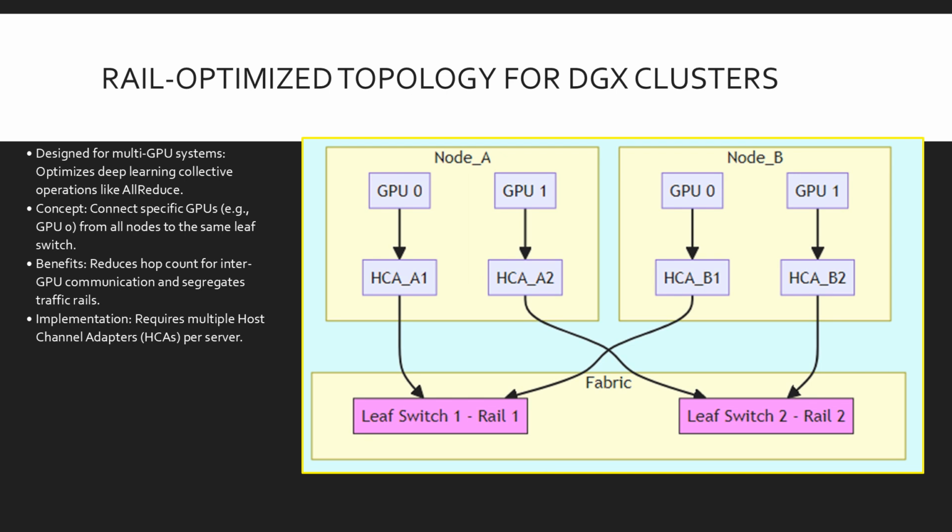This diagram illustrates the rail-optimized concept. Look at rail 1 in pink. GPU 0 from node A and GPU 0 from node B both connect to leaf switch 1. They can communicate directly through that single switch. Meanwhile, GPU 1 on both nodes connect to leaf switch 2. This effectively creates parallel networks, ensuring that heavy traffic from one set of GPUs doesn't block the others. This is critical for scaling training performance across hundreds of nodes.